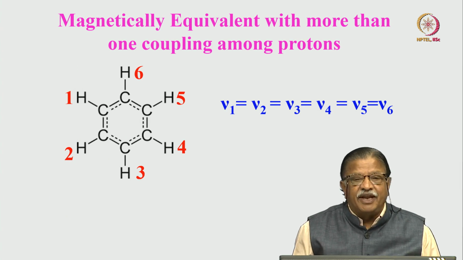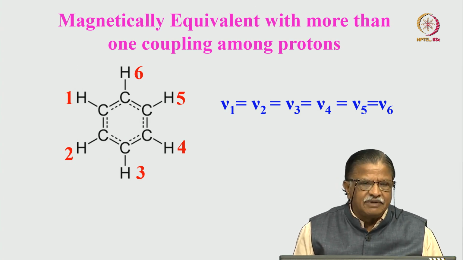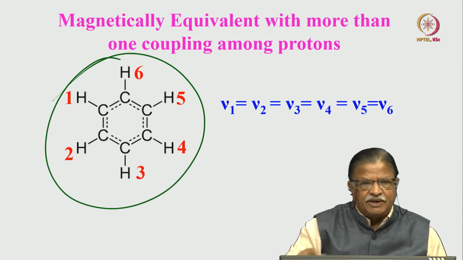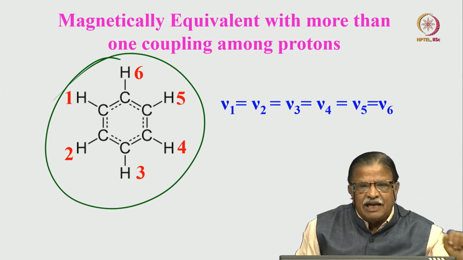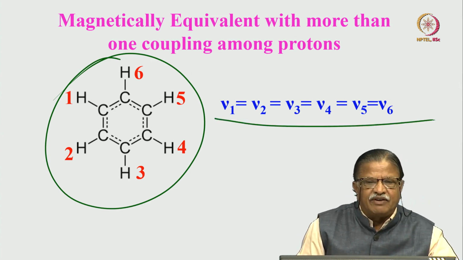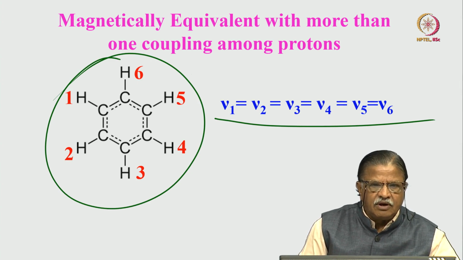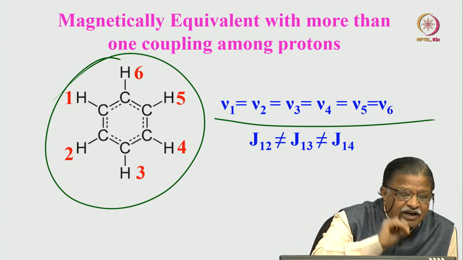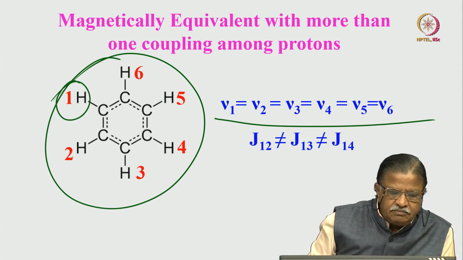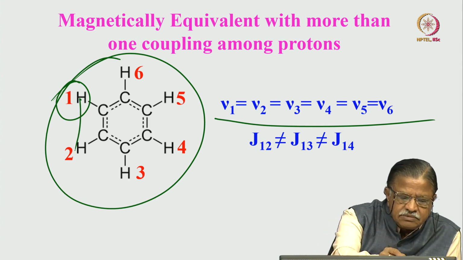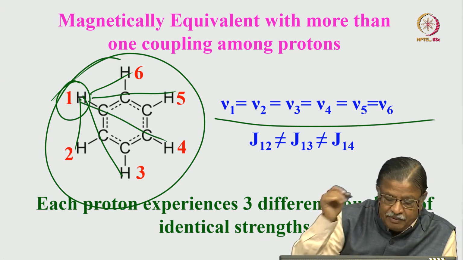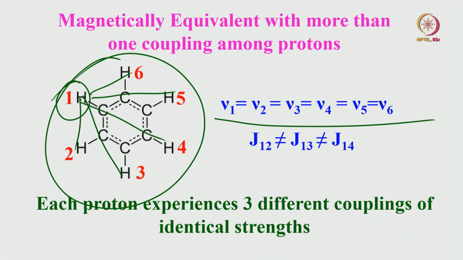Go to the example of benzene. We all know benzene has 6 protons. All the 6 protons of benzene come at the same chemical shift, all of them have the same resulting frequency. At the same time, each proton can experience 3 different couplings. Consider this proton 1: it can have an ortho coupling, it can have a meta coupling, and it can have a para coupling. Each proton experiences 3 different types of couplings.